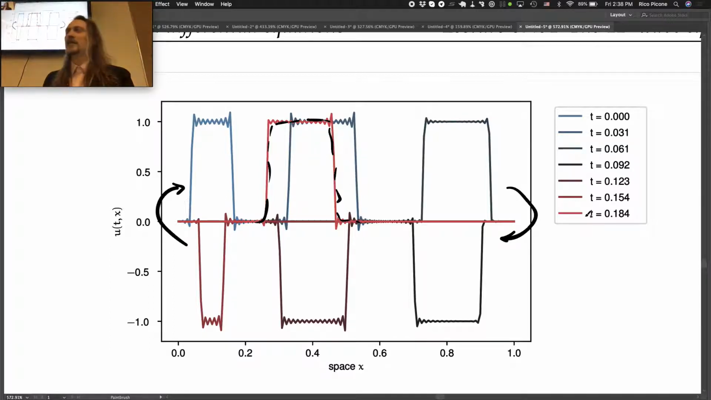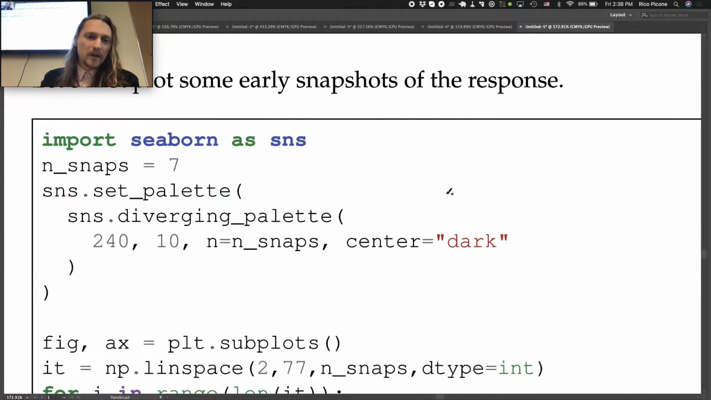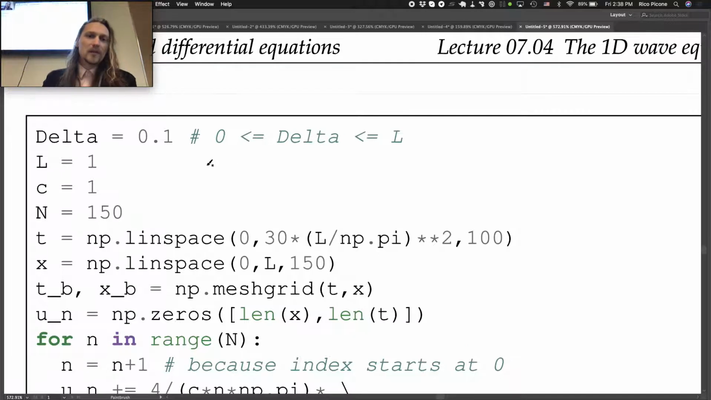So that's our sudden striking of a string. The wave travels around like that. I chose the delta value to be 0.1. It's interesting to play with this parameter.